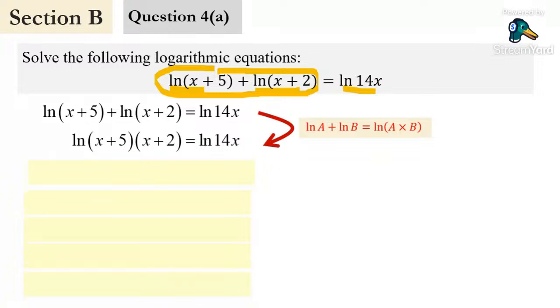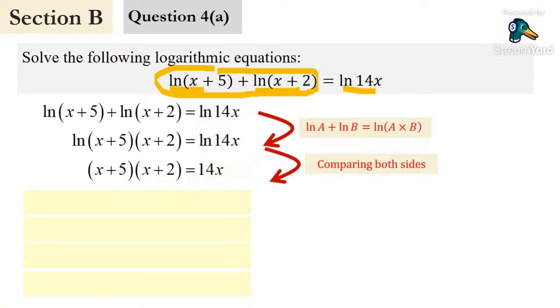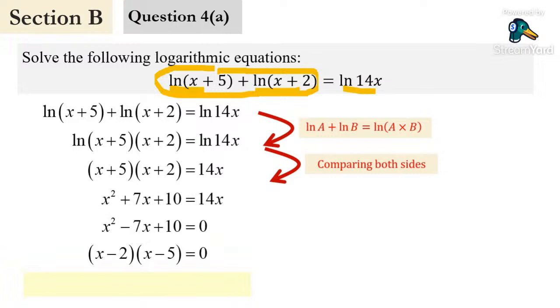In the second line here, what you can see is that each side of the equation have 1 log. Satu log versus satu log. Log yang base sama. Dua-dua di depan log tak ada nombor. So what I do the next is that I compare both sides of the log. Ambil isi log saja. So I have bracket x plus 5, x plus 2 equals to 14x. Again, expand, I get the quadratic equations. I solve the quadratic equations. I get the answer x equals to 2, x equals to 5.